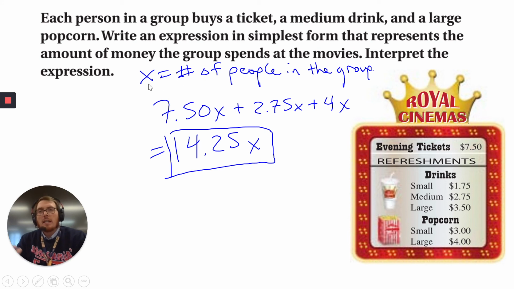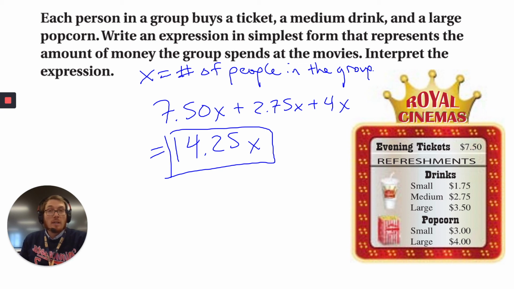So in this question, I'm saying x is the number of people in the group. Okay, and then this would be $7.50 per the people and $2.75 for each person and $4 for each person. Now notice these are all with x's, so I can combine them together to make 14.25x. And interpreting this situation means it's going to cost each person $14.25, and then the total would be based upon 14.25 times the number of people.